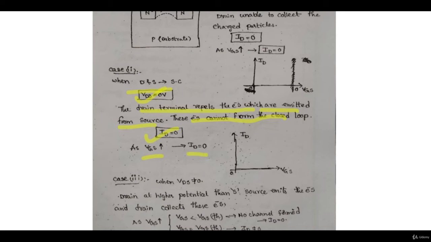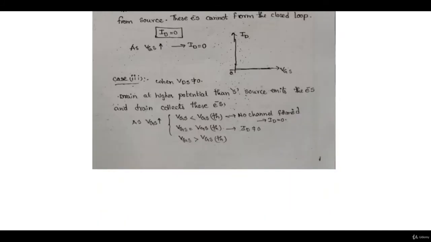Okay, so once you apply a positive value of VDS, that is VDS not equal to 0, what will happen? The drain will be at higher potential, the source will be emitting the electrons, and the drain will be collecting the electrons. So some positive voltage it should be having, else you won't have a current.